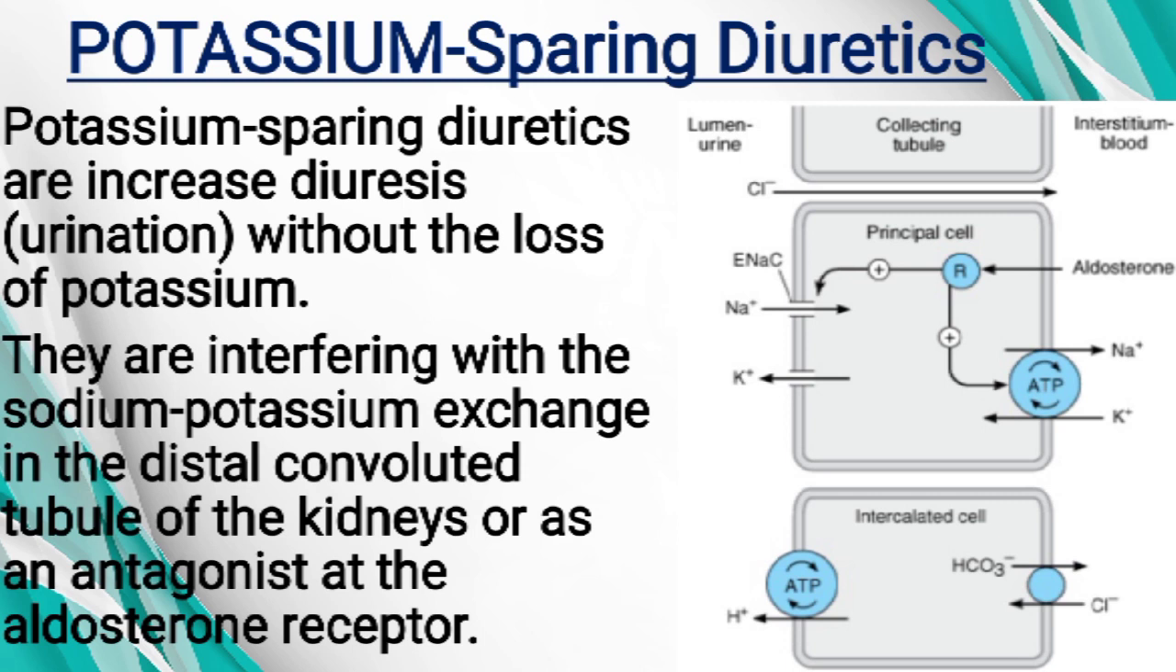Now, last is potassium sparing diuretics. What are potassium sparing diuretics? Potassium sparing diuretics increase diuresis, urination, without the loss of potassium, because all diuretics cause potassium loss, so we can use the potassium sparing diuretics. They do not lose the potassium in the body. They interfere with the sodium potassium exchange in the distal convoluted tubule of the kidney, acting as antagonists at the aldosterone receptor. They inhibit the aldosterone receptor.